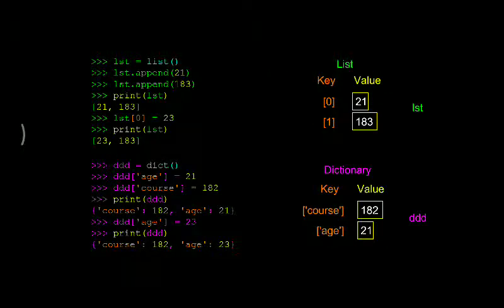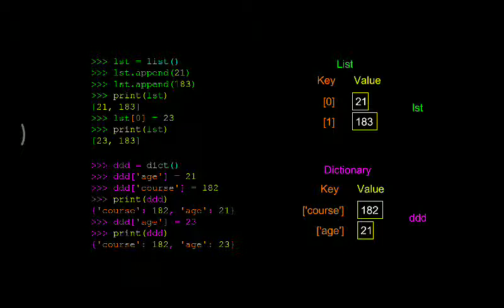Now a few more differences between list and dictionary. lst equal to list() creates an empty list, then it adds 21, 183 to the list, then lst[0] equal to 23 modifies the first element in the list to 23. This is how it is created.